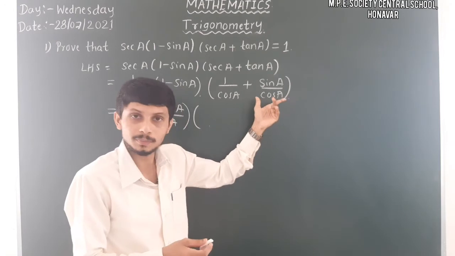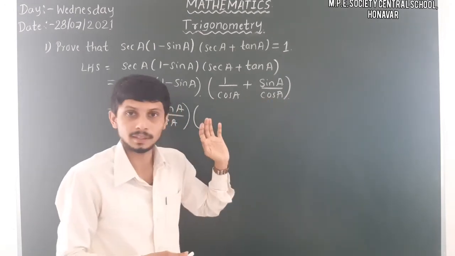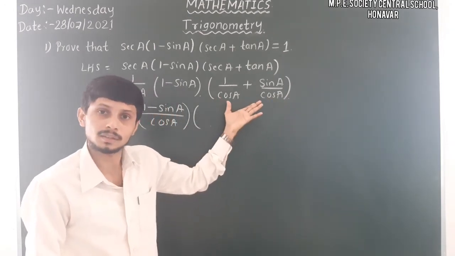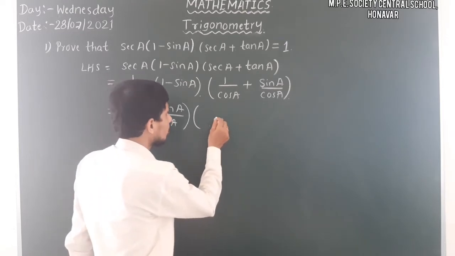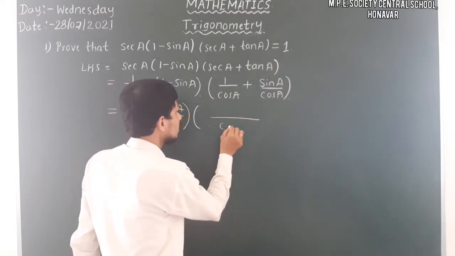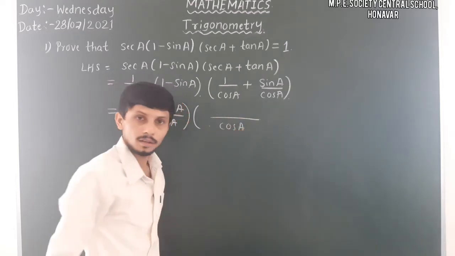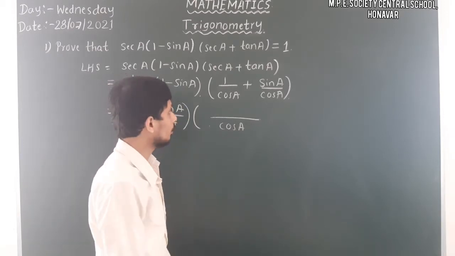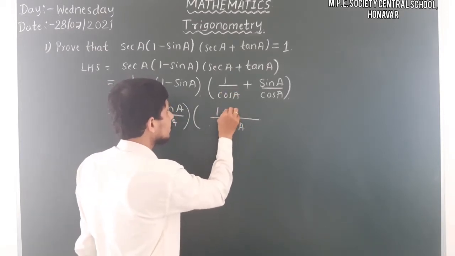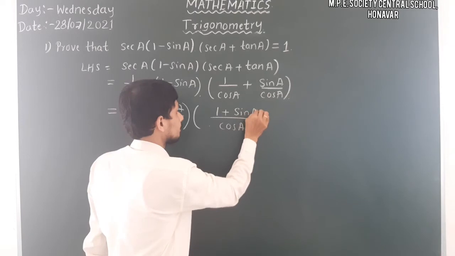There are two fractions formed there and the denominators are both the same. So that means take the LCM of those two denominators, that is cos A and cos A, meaning cos A is the LCM of the denominator, and 1 remains as it is and sin A remains as it is.